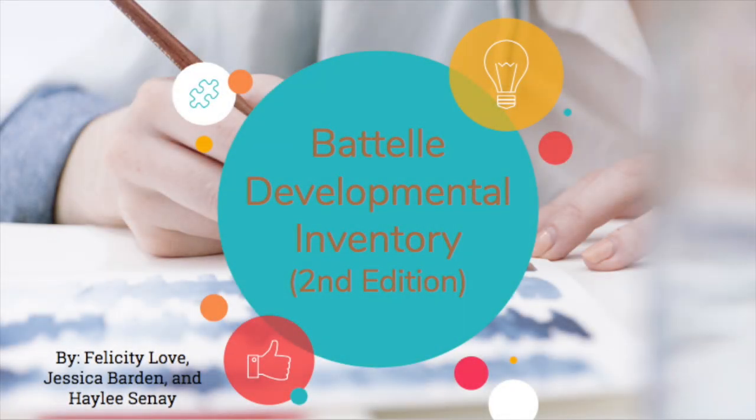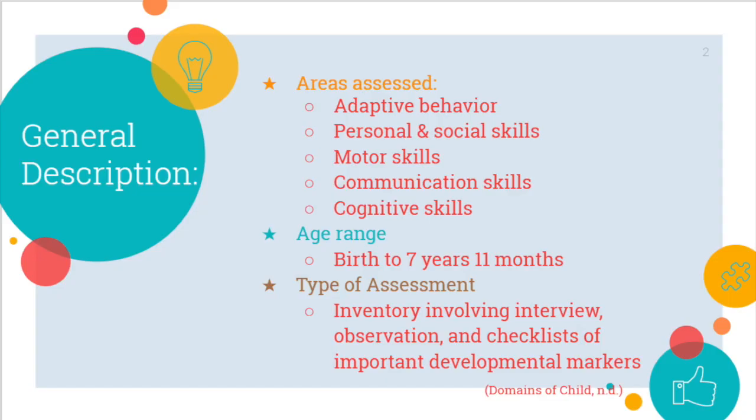Today, we will be sharing with you information regarding the Battelle Developmental Inventory, the second edition. In general, there are 5 areas assessed: adaptive behavior, personal and social skills, motor skills, communication skills, and cognitive skills. For our demonstration later on, we focused on adaptive behavior and motor skills. The age range for this assessment is birth to 7 years, 11 months old.